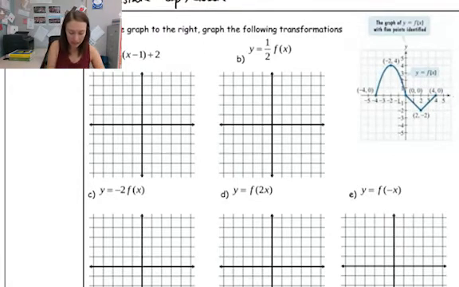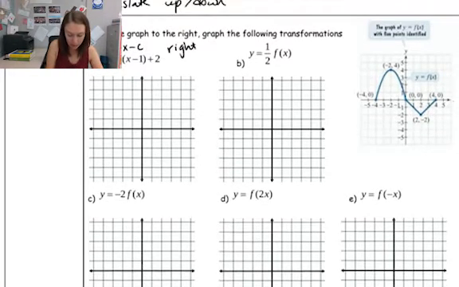So part A, x minus 1. So remember, x minus c. That's going to be our horizontal translation in the opposite direction. So instead of going left, we're actually going to go right. We're going to go right 1. So it's in the opposite direction that you think. And then we're going to go up 2.